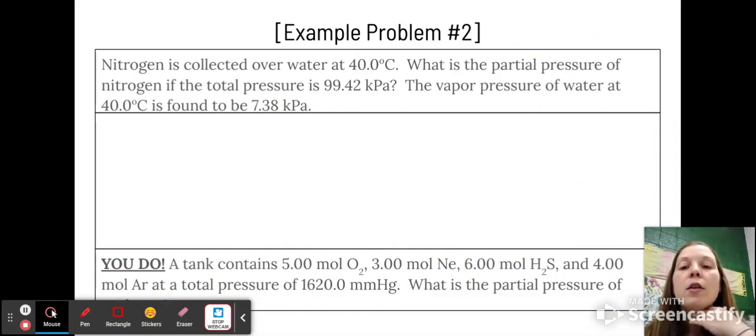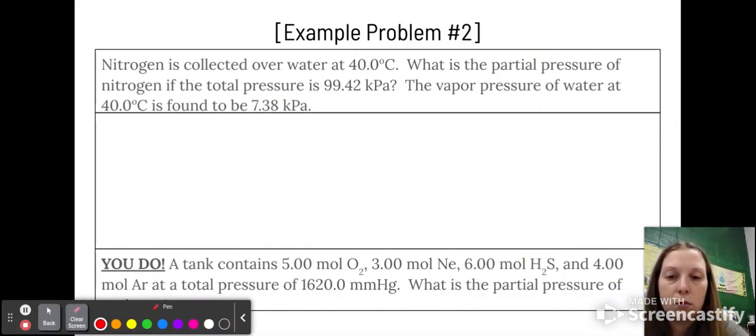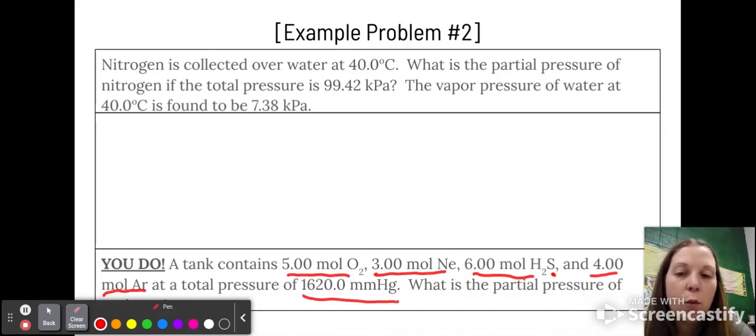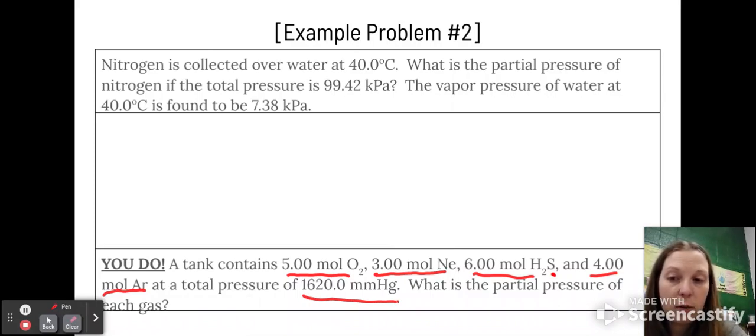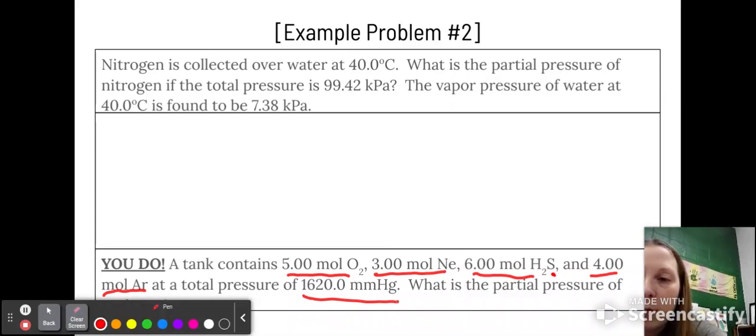So it says a tank contains 5 moles of O2, 3 moles of neon, 6 moles of H2S, and 4 moles of Ar at a total pressure of 1,620 millimeters of mercury. What is the partial pressure? And we want it for each gas. Okay, so you see we've got each gas there. So I'm going to set up to solve for the partial pressure of O2, and then you're going to solve for the rest of them, okay?